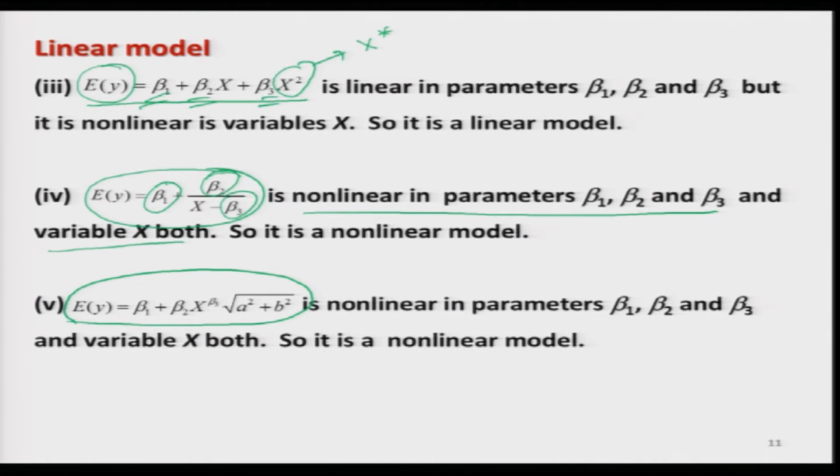Here a and b are some constants, some known values. So, if you partially differentiate expected value of y with respect to beta 1, beta 2 and beta 3, the result will come out to be dependent on the parameters. So, this is again a non-linear model.